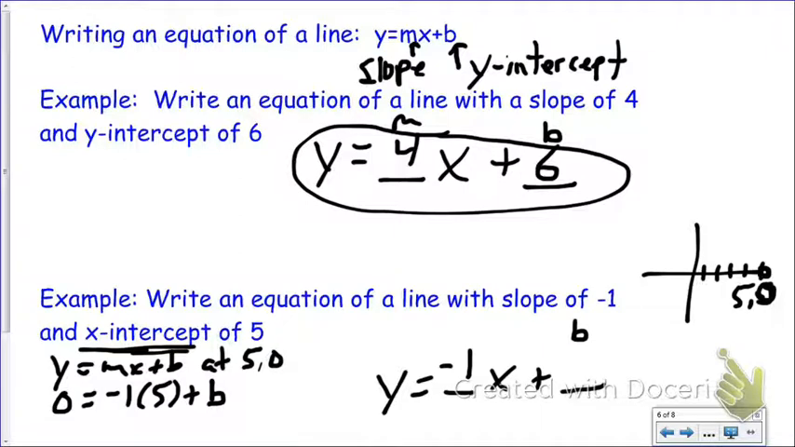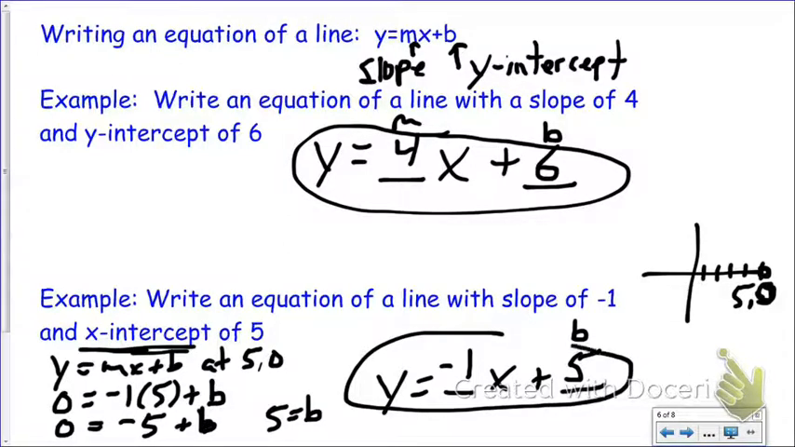So if I continue to simplify it, I would have 0 equals -1 times 5 is -5 plus b. Now if I add 5 to both sides, I end up with 5 equals b. So now I have my b. It's 5. Y equals -1x plus 5.